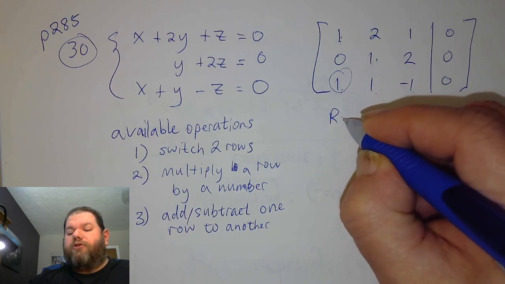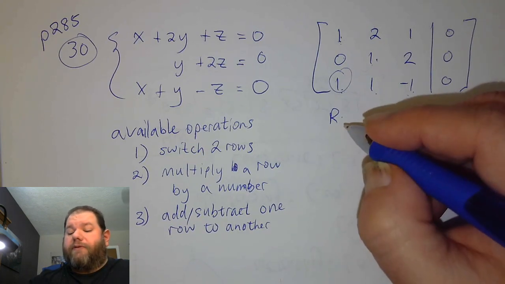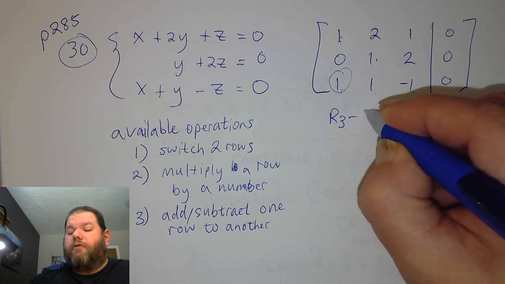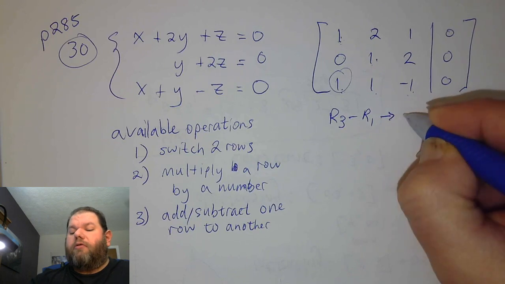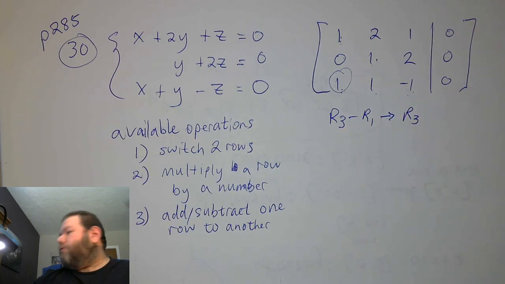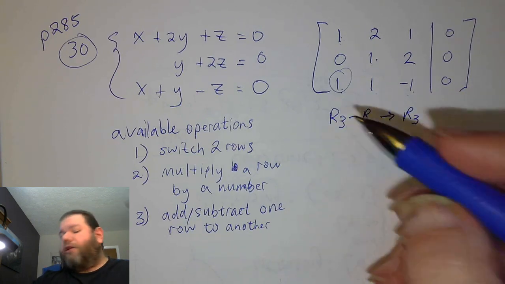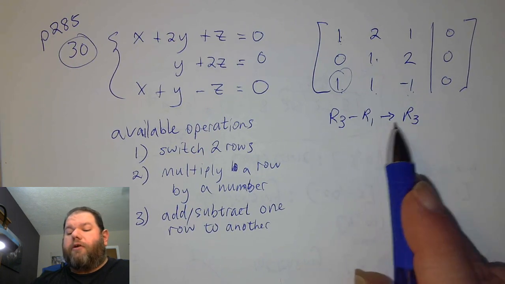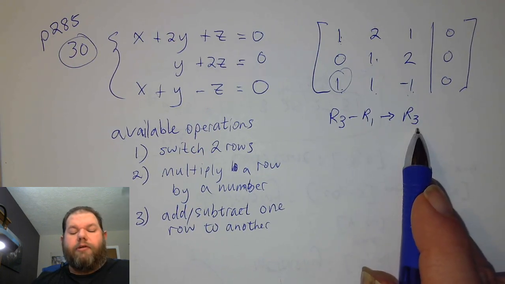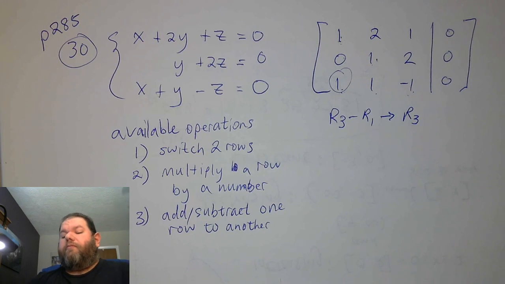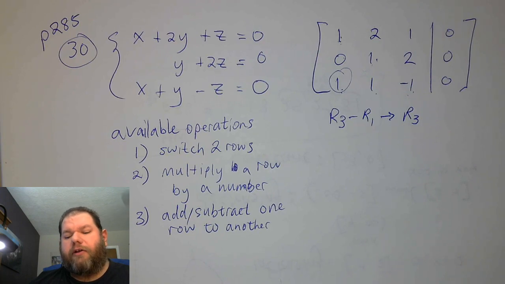My notation, and I don't know what kind of notation Mrs. Knisley used, is usually row 3 minus row 1 becomes the new row 3. Is that similar to what y'all have seen already, or have you done a lot of that in class?